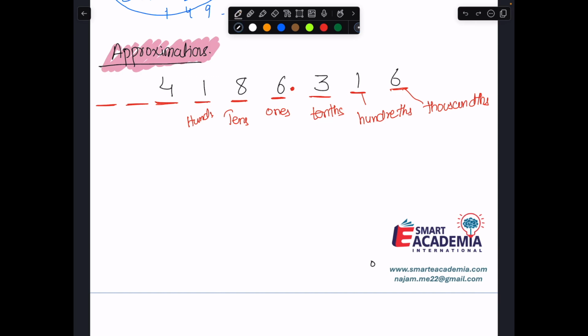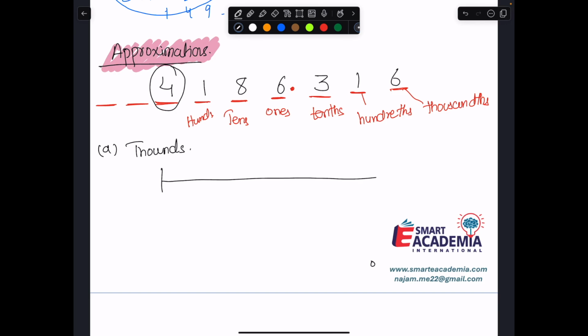The rule of rounding is pretty important. Let's say I say round this number to the nearest thousand. It means we need to round the number to the nearest thousand. So if we draw the line, we know that the lower thousand range is 4,000 and the upper thousand range is 5,000. So this number lies somewhere here, which is 4186.316. So it is clear that this is near to this 4,000, right?